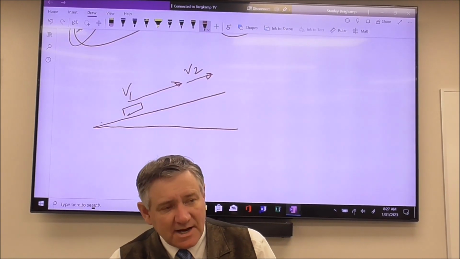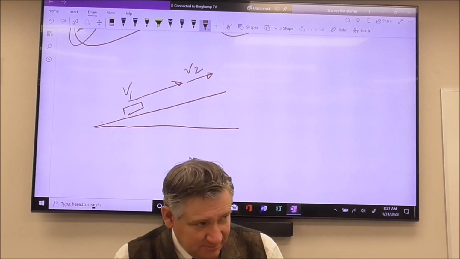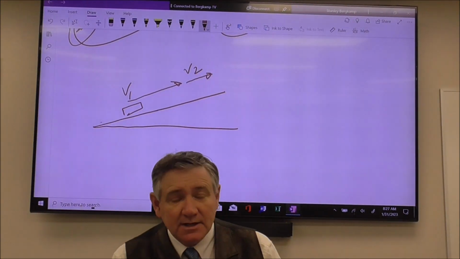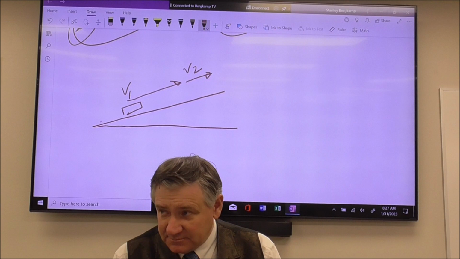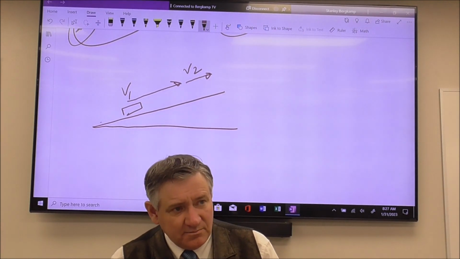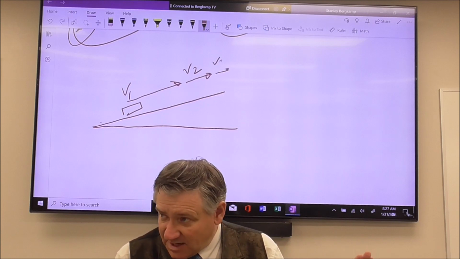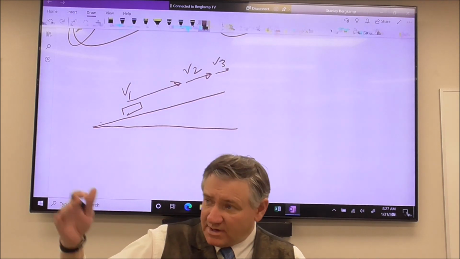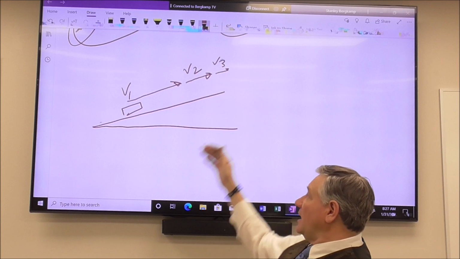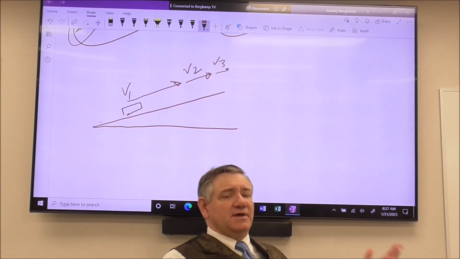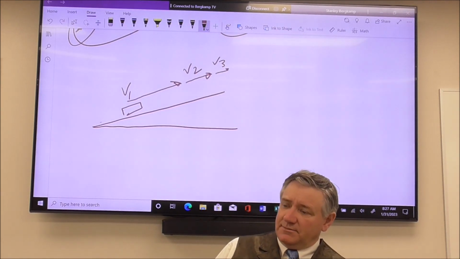Now, get out of your minds right now, the other reason I wrote this lab, the thought that acceleration only means that you speed up. Acceleration is just a change in velocity. So when this thing is going up the hill and it's slowing down, it's accelerating. But that acceleration is making it slow down.